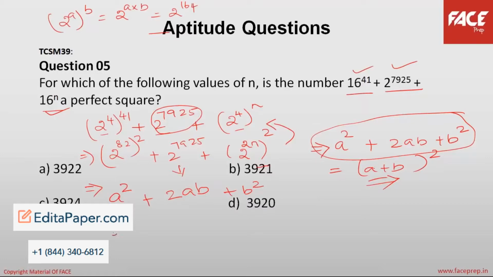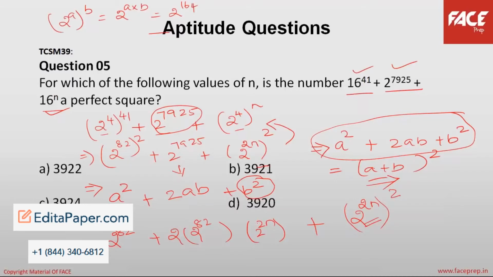So this has to be 2 power 82 plus, we know the value of a as 2 power 82, into 2 into b. So what is the value of b? Let's try to figure it out. B square is nothing but 2 power 2n the whole square. So b's value is nothing but 2 power 2n. Correct? So I can write it as 2 power 2n here directly.